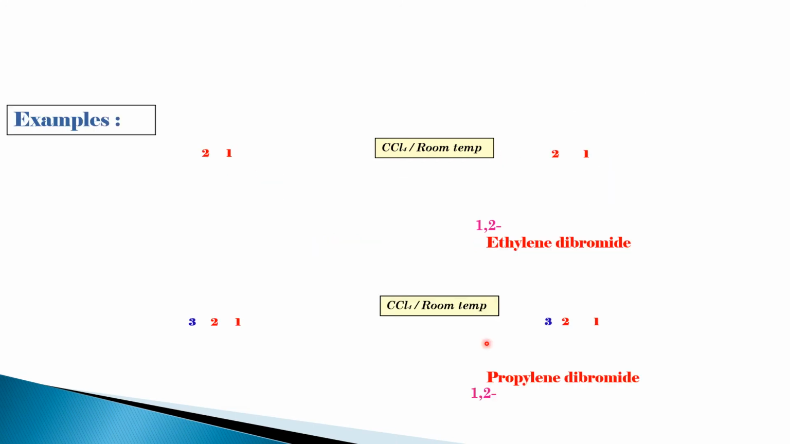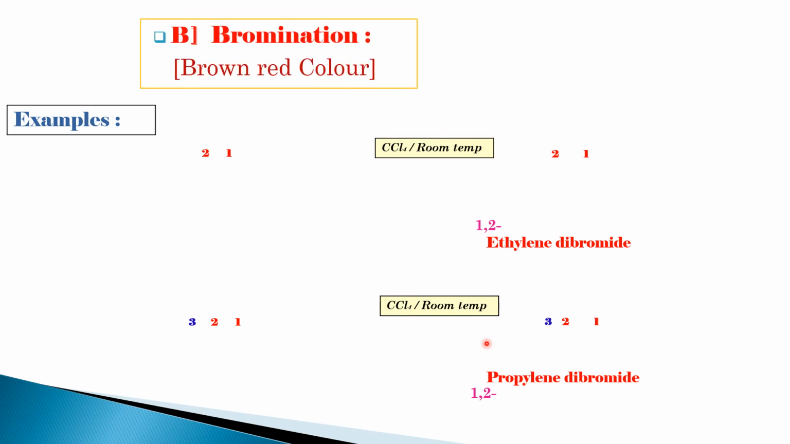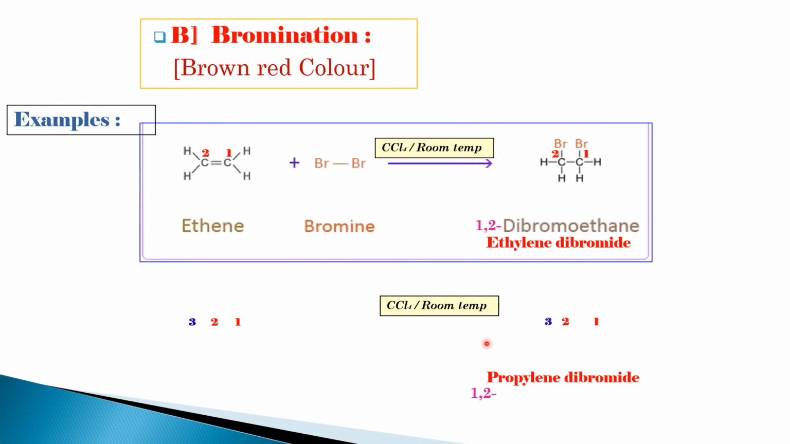Then next, bromination of alkenes, means addition of Br2 across the carbon-carbon double bond in alkene. Color of bromine is brown-red. Then examples. When ethene reacts with Br2 in presence of CCl4 at room temperature, then it gives 1,2-dibromoethane, in which Br2 is added across the carbon-carbon double bond in alkene. So, double bond in alkene is converted into single bond to give 1,2-dibromoethane or ethylene dibromide.